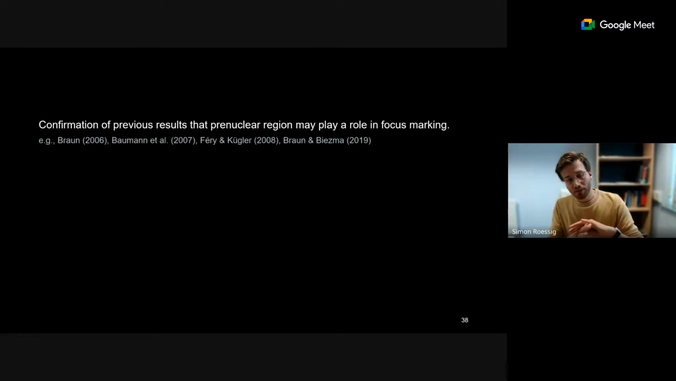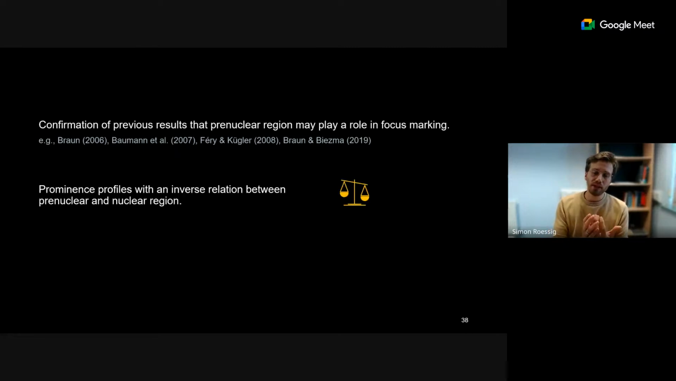Now, the study confirms previous results that show that, in general, the prenuclear region may play a role for information structure marking. And we may think of the relation between the prenuclear and the nuclear word as inverse, where one side gains more weight and the other side loses weight. And this then leads to a tilt towards the nuclear side when we go to narrow focus and corrective focus.